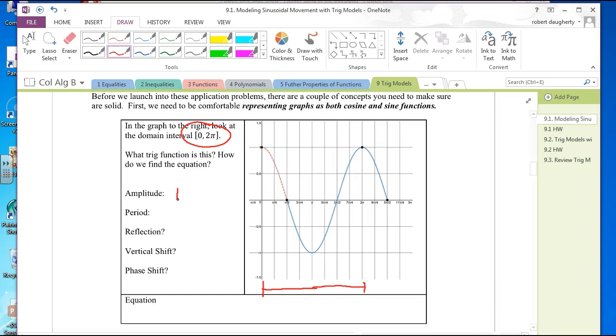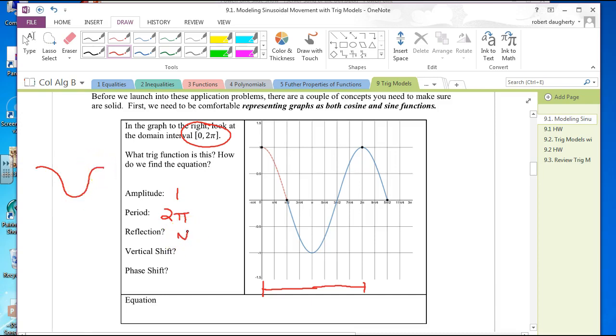The amplitude is 1, right? The period, how long until this graph starts repeating? Yeah, 2 pi, so the period is 2 pi. Has this been reflected? What kind of graph is this when you look at it? What would be the other answer? Cosine. This starts at 1, it ends at 1, halfway in between is -1. This is a cosine. Is it reflected? No, because the cosine graph looks like this, so it's not reflected.